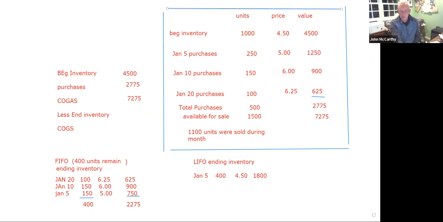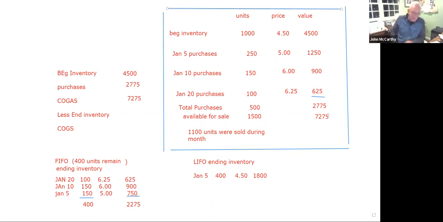So the beginning inventory plus the purchases, in this case 500 units, the 250 plus 150 plus 100, that's 500. And I added the values of 1,250, the 900, the 625, that's 2,775. So that's beginning plus purchases. That gives us total units available for sale, 1,500, which is the 1,000 plus the 500 of purchases, and it gives me the value here.